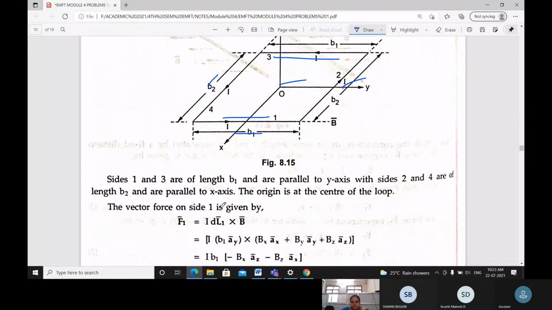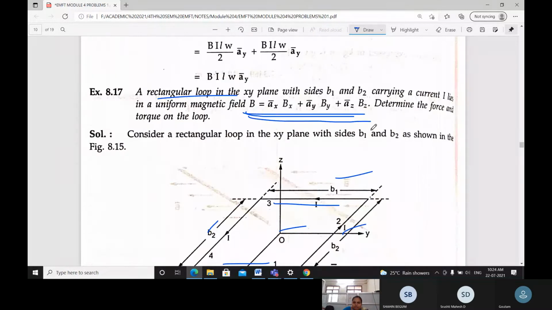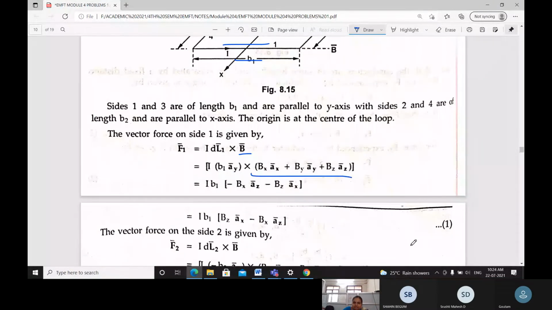Then the vector force on side 1. We will consider the force and torque on each side, then take the total of all four to get the total force. So first we have to find the force on the first side, second, third and fourth. Therefore the vector force on side 1 is F1 equals I into dL1 cross B, where B is given and we substitute it as it is.